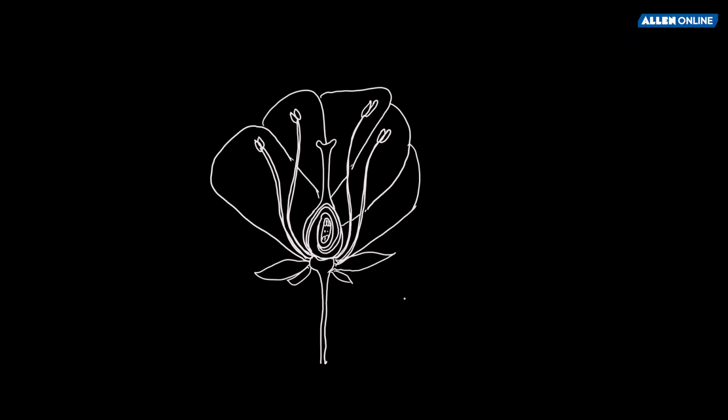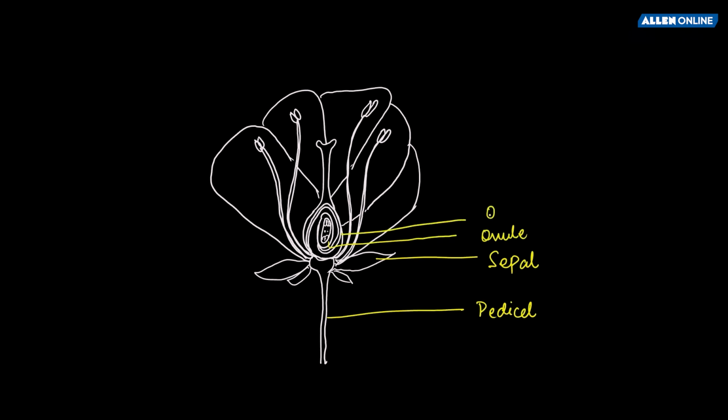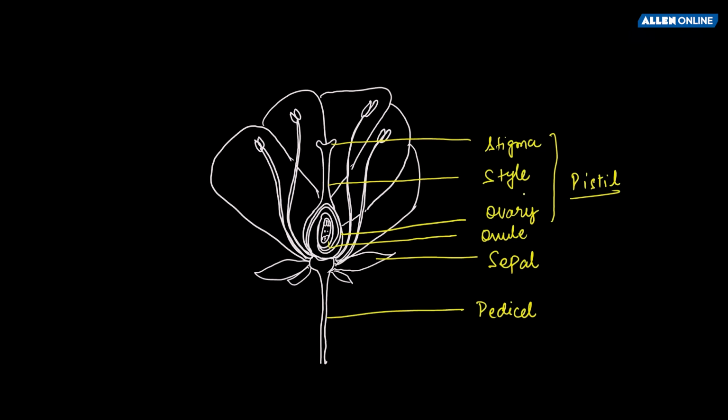And now we are going to start with the labeling part. So we are going to label the stalk first, that is the pedicel. Now we will label the green leaf like structure, the sepal. Then we will label this ovule. Now the swollen part, that is the ovary. Then the stalk of the pistil, that is the style, and the upper part, the stigma. Together we will label it as pistil. So pistil has three parts: the ovary, the style, and the stigma.